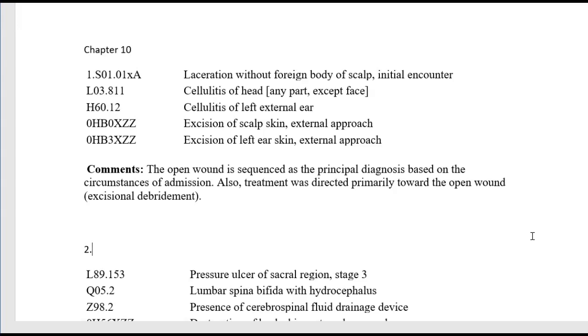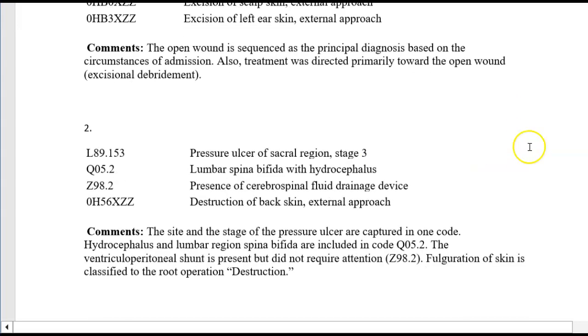The other big thing with the skin, you have a lot of cellulitis possibly that you're coding. And as you can see here in this first one, we have cellulitis of the head and then left external ear. You can go ahead and code both of those. If you look here for the procedures, we're going to deal with debridement. When you do debridement of the skin, it's going to be that root operation excision.